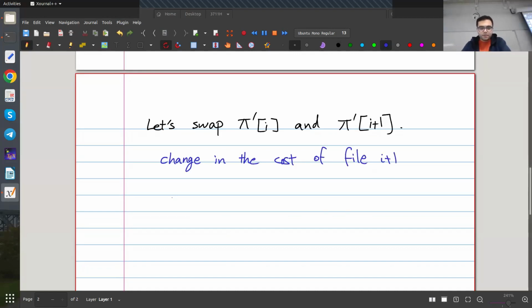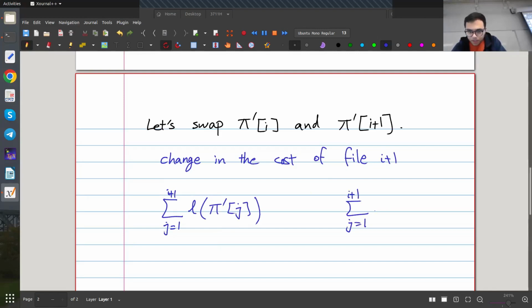So previously, the cost of file i+1 was the sum of every j from 1 to i+1 of the length of the j's file, right? Now I have swapped i and i+1. So now i+1 is coming before i. So my new cost is this same sum, but now I don't have the length of the i-th file.